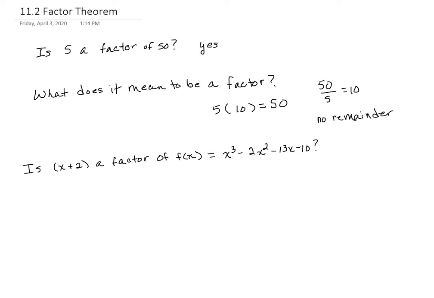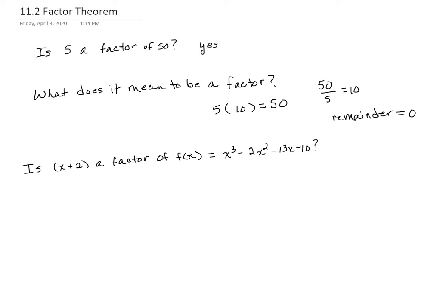So now let's look at this question about polynomials. Is x plus 2 a factor of this given function? When I was looking at this problem right above here to see if 5 was a factor of 50, I said that when I divided, there was no remainder. Another way to say that is that the remainder equals 0. It's going to be the same thing down here with polynomials. My remainder needs to be 0.